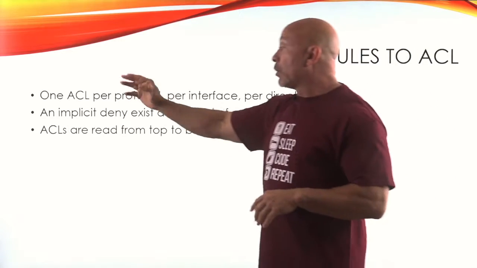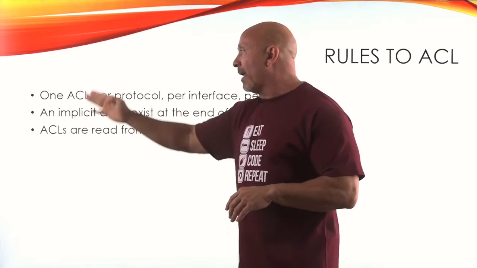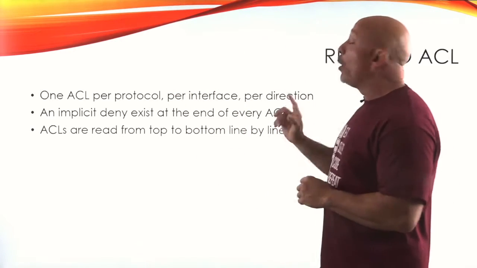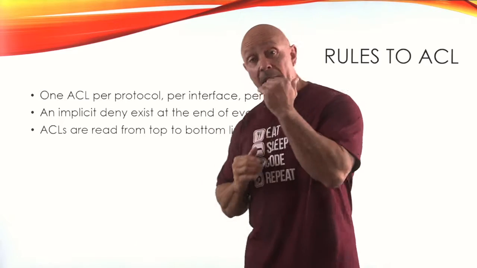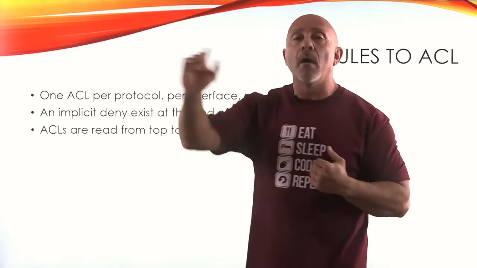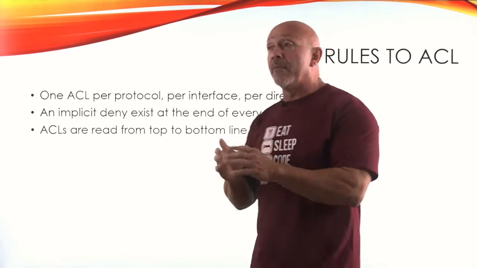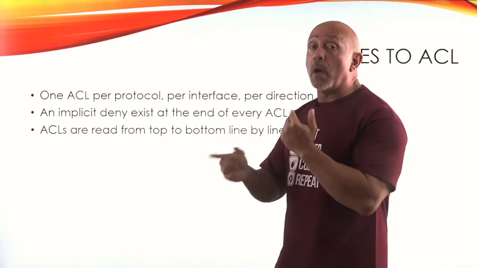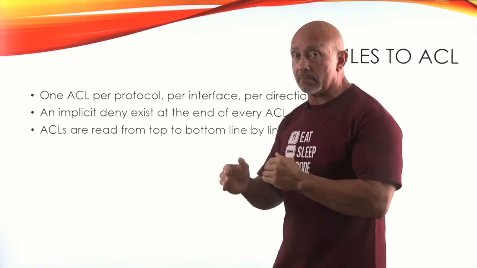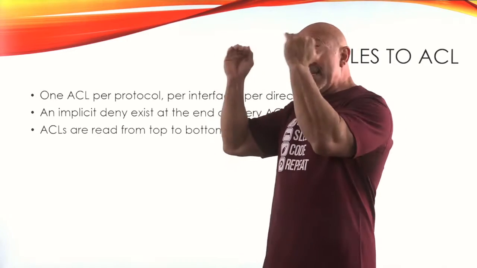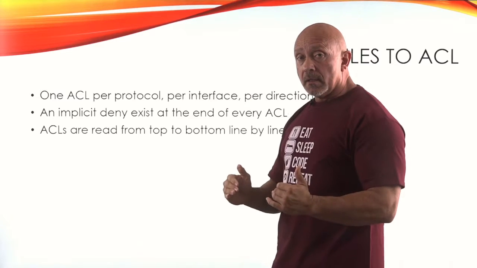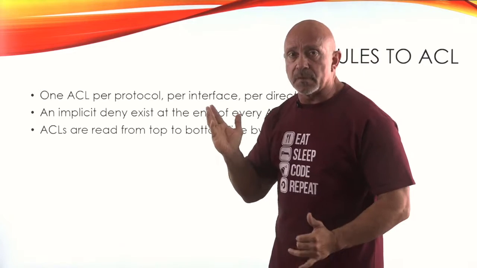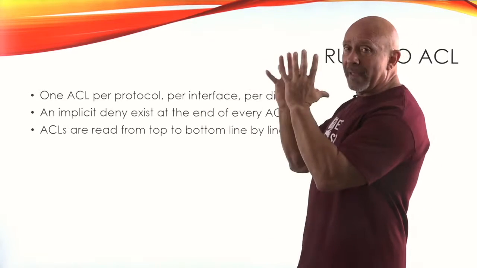All right, now there's rules. There's rules to ACLs. You're going to have 1 access list per protocol, per interface, per direction, meaning either in or out. You can't have 2 ins, 2 outs. It's 1 direction. So 1 access list per protocol, per interface, per direction. That's it. Now, access lists can be several lines long. You don't have to have just 2 lines or 3 lines. It could be 100 lines long. It doesn't matter.